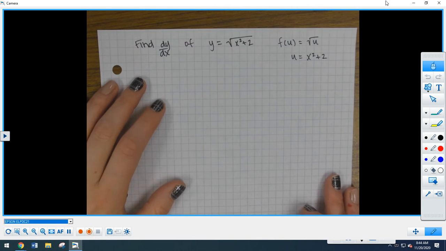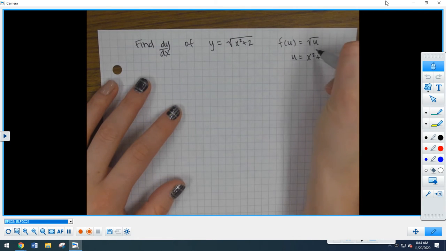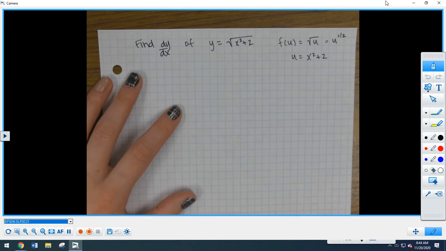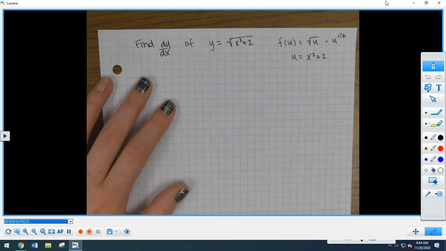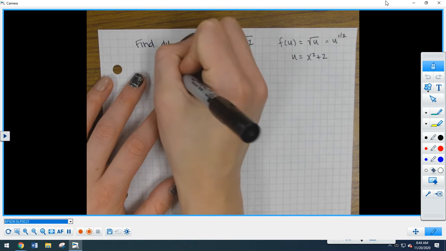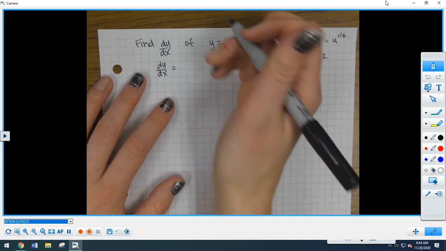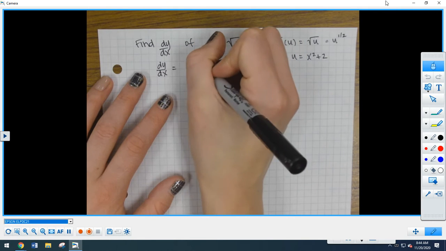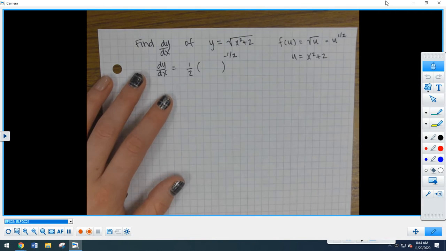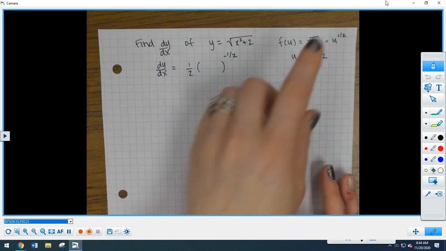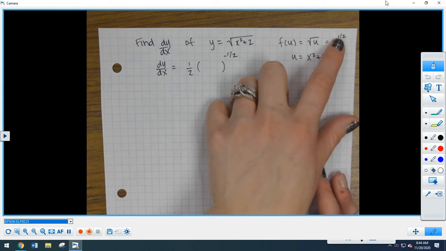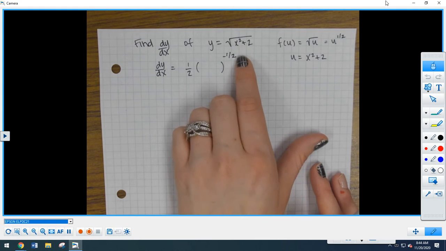Now we're ready to apply this rule. We're going to take the derivative of the outside function. Remember, this is the same thing as u to the 1/2. So this is the algebra piece of it. So dy dx equals, well, when I take the derivative of the outside, I'm going to have 1/2, and I'm just going to put parentheses here, to the negative 1/2. Remember, the power rule states you multiply by the exponent and you subtract 1. 1/2 minus 1 is negative 1/2.